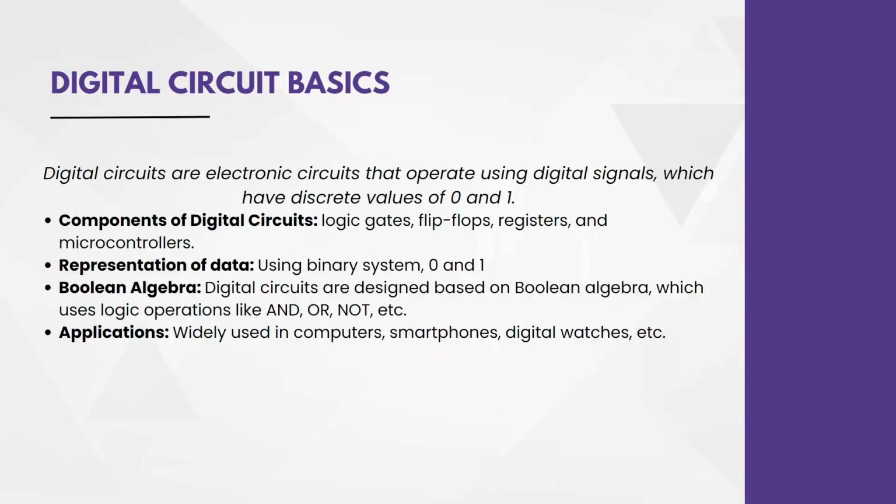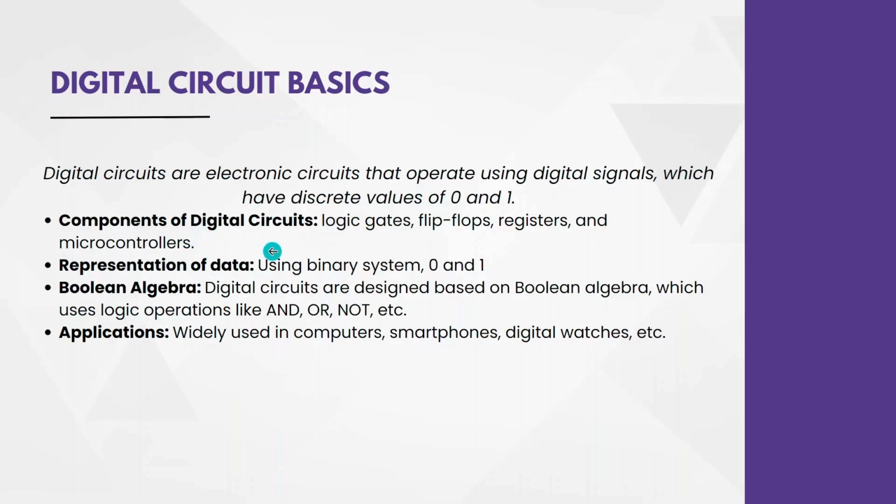Let us now understand the basics of a digital circuit. So a digital circuit is an electronic circuit that operates using digital signals. Now digital signals have only two values, either 0 or 1, that is low or high. While analog signals are continuous, digital signals are discrete. We have used resistors and capacitors in the previous videos when we studied analog electronics. But in digital electronics, the components mostly comprise logic gates, flip-flops, registers, and microcontrollers. Currently, we have understood logic gates, and all these other things are more like an advanced version.